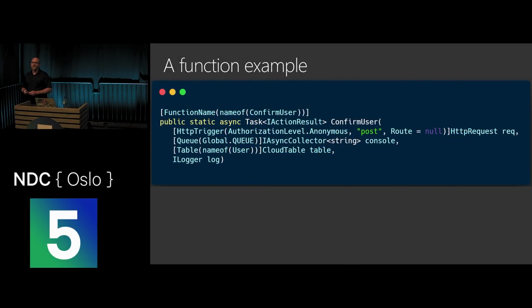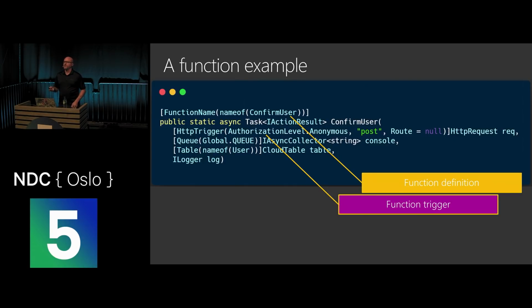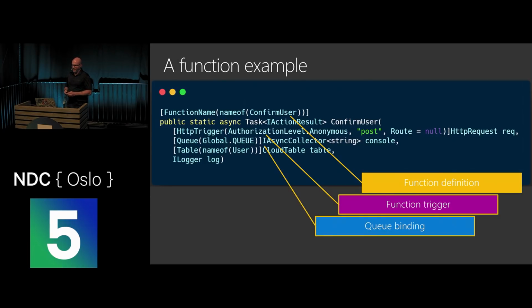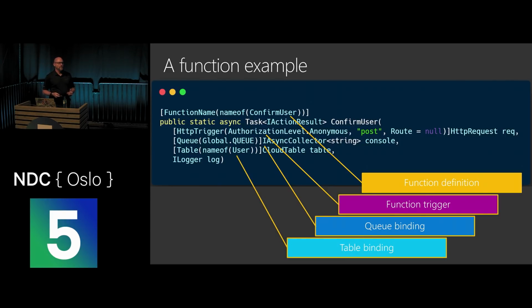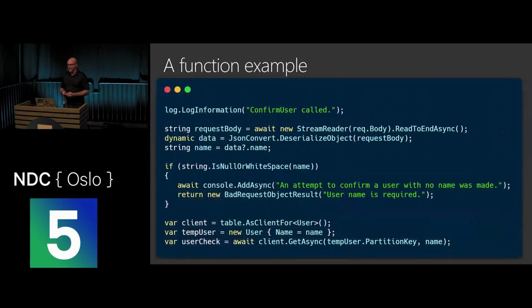Here's an example of a function. We basically attribute it. So we're tagging this method is going to behave as a piece of function code. Then we have a trigger. And again, there's multiple triggers. In this case, it's an HTTP trigger. Notice I'm not setting up a web controller. I'm saying, here's how I want you to call my code, letting the platform take care of the rest. I have bindings that make it easy to interact with other resources. In this case, I have a binding for a queue and a binding for a table. And then I'm using dependency injection to have a logging mechanism injected for me.